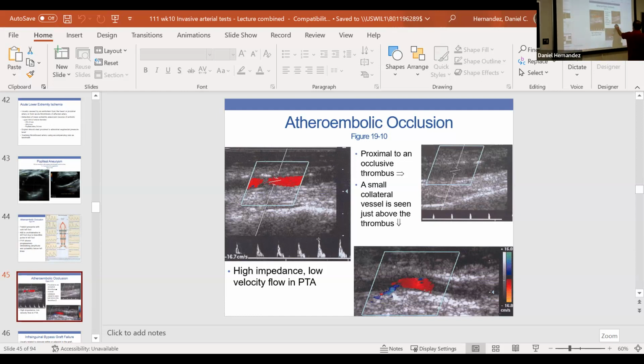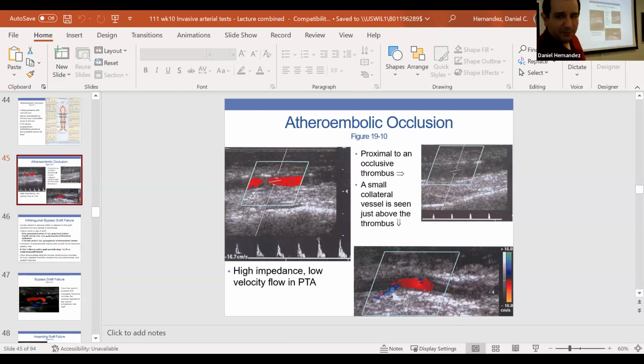Just above that blockage or occlusion, we can see that systolic thumping, those little blips. This is a good example of that systolic thumping. There's a little bit of blood flow getting through. If we were to then image the vessel further down, we for sure have our nice tardus parvus waveform, so a very slow upstroke.